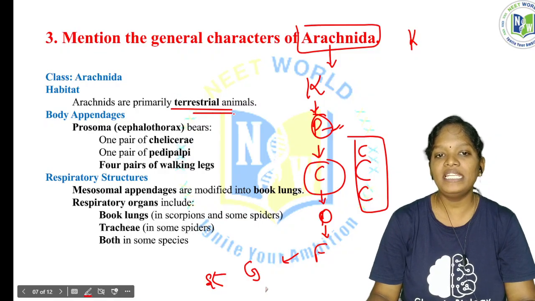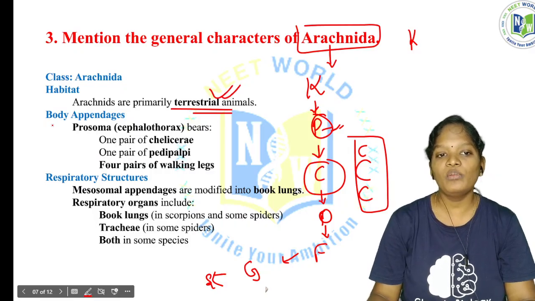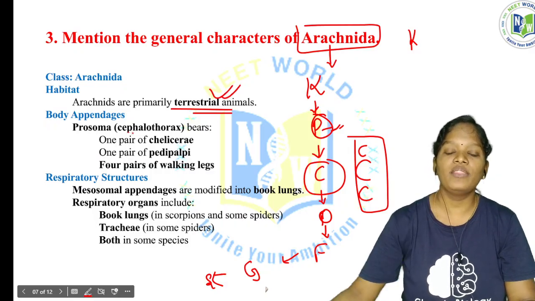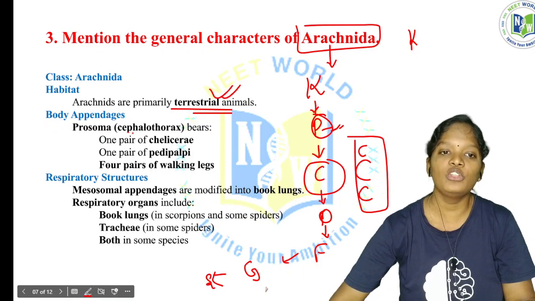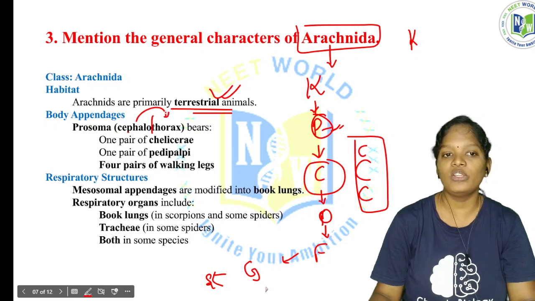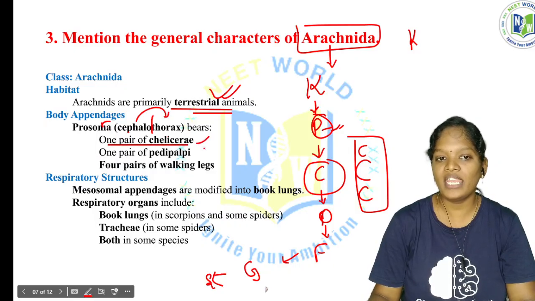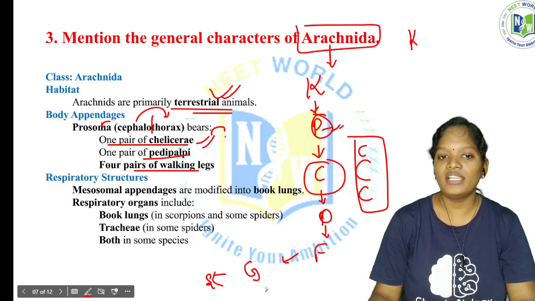Here Arachnida, one of the classes under the phylum Arthropoda, are primarily terrestrial animals, which means land living animals. And what are the body appendages? Prosoma. The prosoma is nothing but the cephalothorax. Cephalo means head region. If the head region is fused with the thoracic region, we call it a cephalothorax, or the prosoma. So here it has 1 pair of chelicerae, 1 pair of pedipalpi and 4 pairs of walking legs. So these are all the appendages.